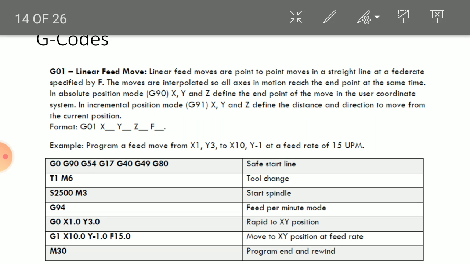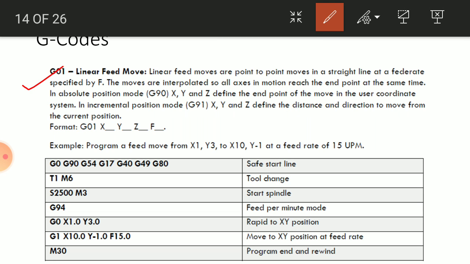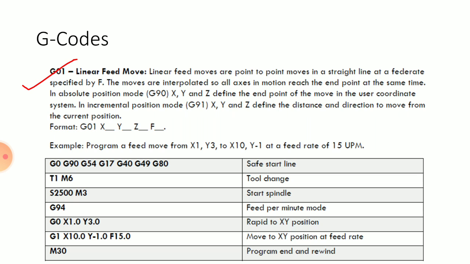Now G01 means linear straight operation. If you have to perform a linear operation in a straight motion or in a straight line, for that purpose we use G01. You have to remember just these codes, but in later sessions we will study how we use these G codes and how we are going to perform operations using a computer on a milling and a lathe machine.